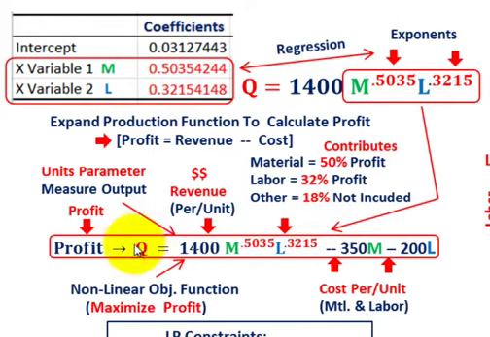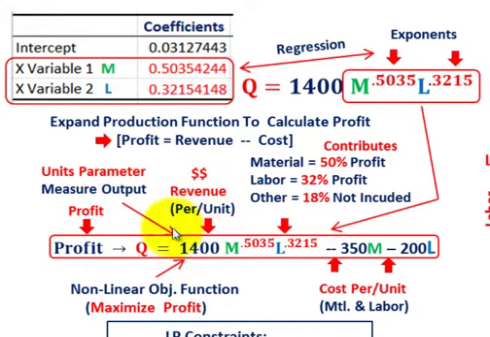All right, so let's just go over this objective function and see what we're talking about. First off, this $1,400 is going to be a revenue on a per unit basis for the product we're selling, and that's really the measure of the output. It's called a units parameter here.